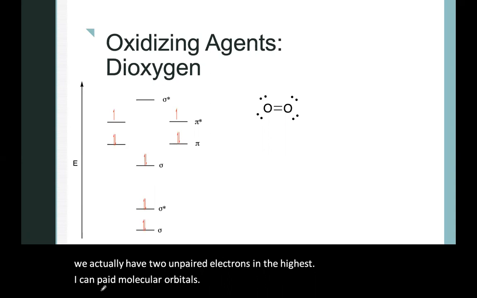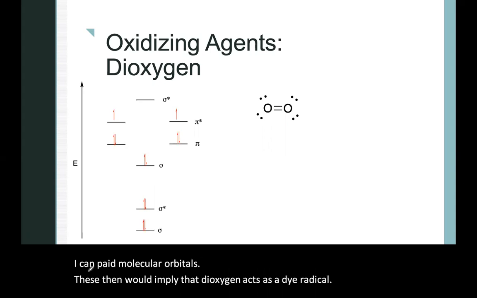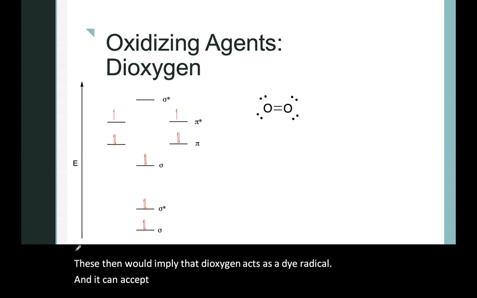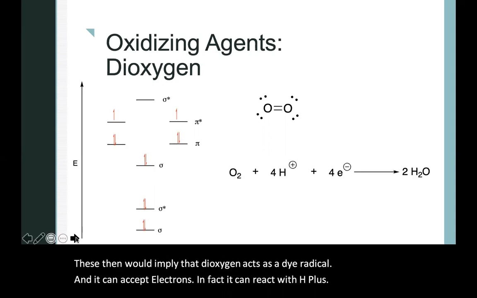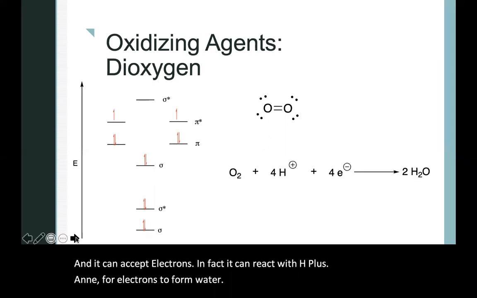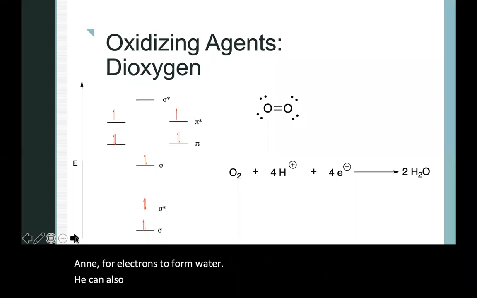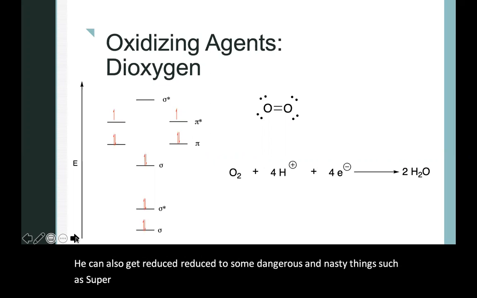These then would imply that dioxygen acts as a diradical, and it can accept electrons. In fact, it can react with H plus and 4 electrons to form water. It can also get reduced to some dangerous and nasty things such as superoxide and peroxide.